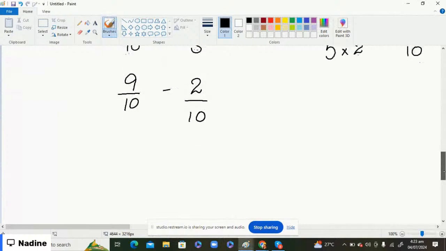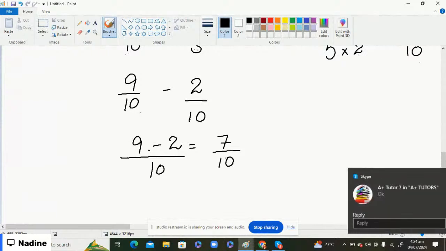You are going to put only one denominator here, then just solve the numerator because these both are the same. 9 minus 2. What is the answer of 9 minus 2? That is 7 over 10. And this is your answer. Okay, now let's solve again.